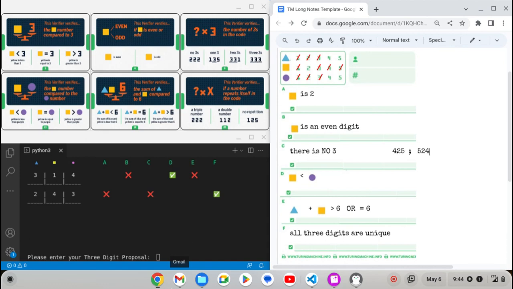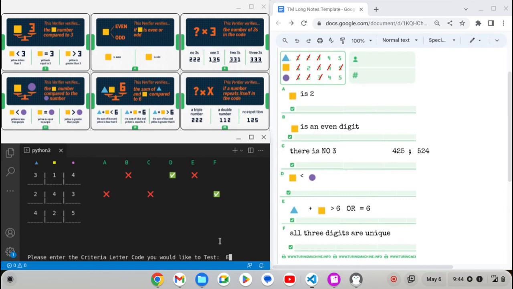I'm going to try, let's just try 4 2 5. Anything else that I need to update in my notes? I don't believe so. I already said no 3, crossed them all out. The only thing to determine is whether the sum is greater than 6 or equal to 6. So 4 2 5 as my new proposal, and I'm only going to test E, whether the sum is greater than 6 or equal to 6.